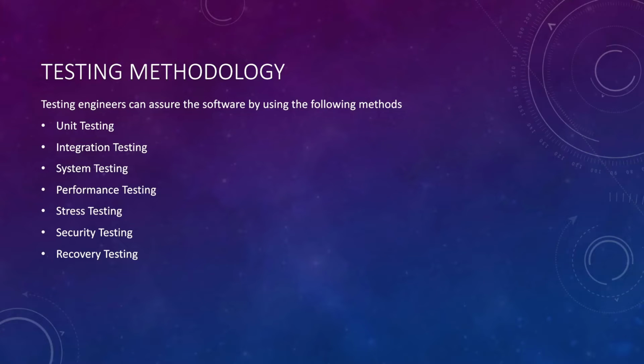Testing methodology. Testing engineers can assure the software by using the following methods. Unit testing, which is used to test and validate components in the software for our accounting app, and to make sure that each part of the code works, such as the database and login page.